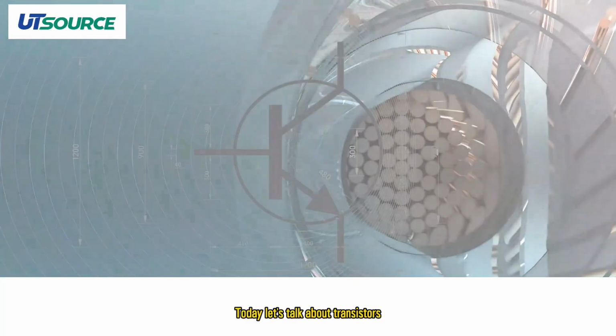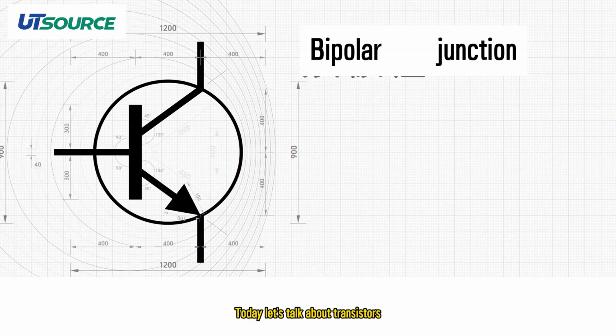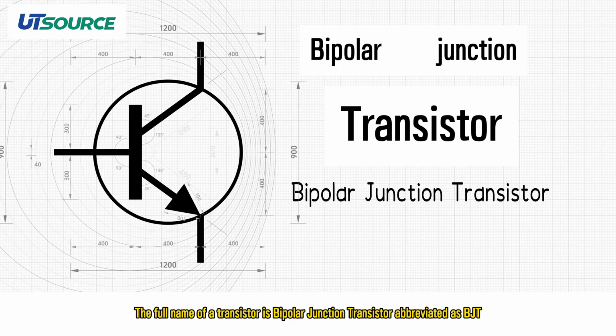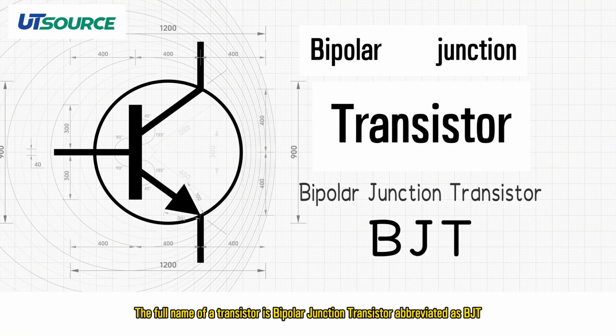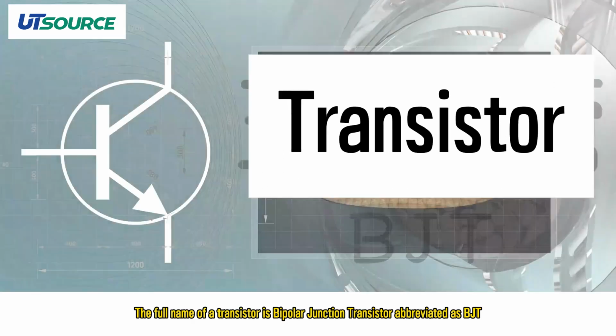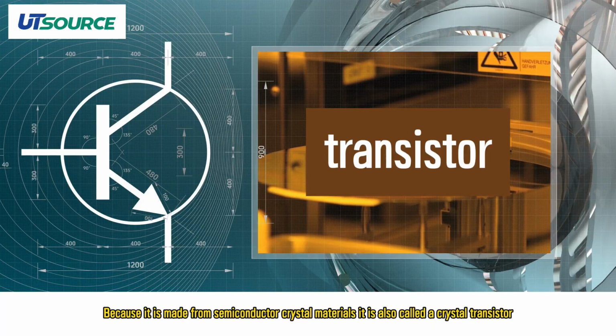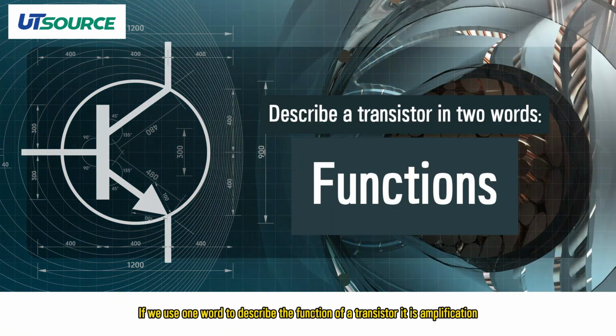Today let's talk about transistors. The full name of a transistor is bipolar junction transistor, abbreviated as BJT. Because it is made from semiconductor crystal materials, it is also called a crystal transistor. If we use one word to describe the function of a transistor, it is amplification.